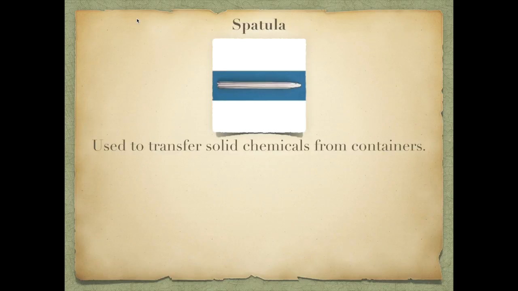The next tool we have is a spatula. Now, a spatula is used to transfer solid chemicals from containers. And so instead of just pouring out a solid, we use a spatula to pick up a little bit of that solid and transfer it into whatever container we're transferring it into.